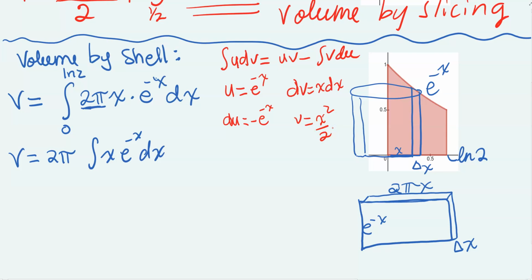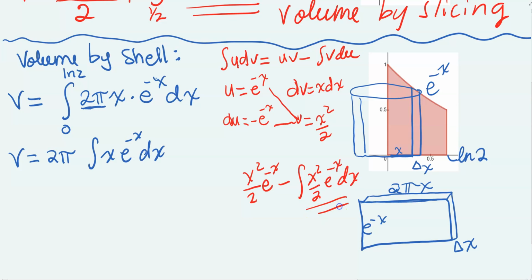Okay, now when I do this integration by parts, u times v, that would be x squared over 2 e to the negative x minus the integral of v du, which is x squared over 2 e to the negative x dx. I mean, look at what I get. Something even more complicated than my original integral, right?